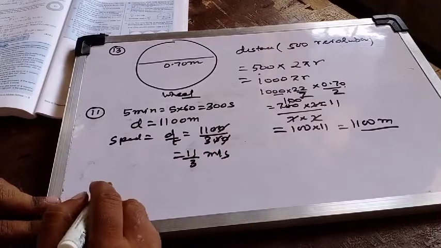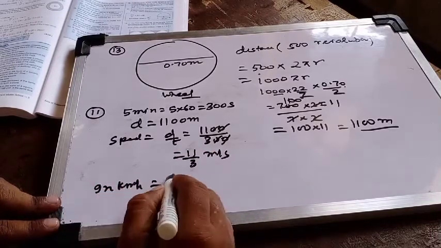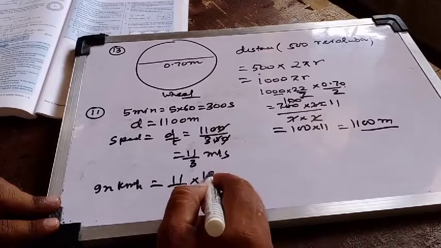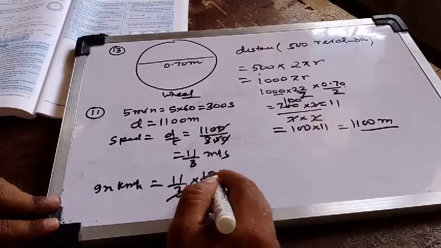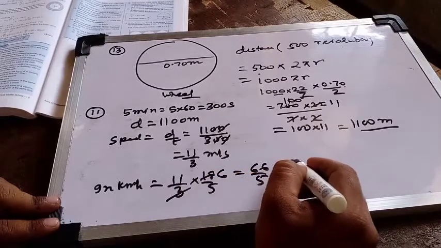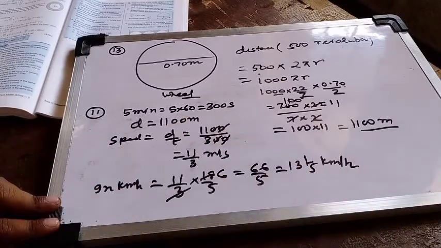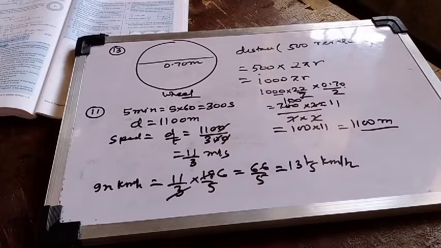Since you want speed in kilometer per hour, to find the speed in kilometer per hour, it will be 11 by 3 into 18 by 5. So 3 will cancel 6 times. So your answer will be 11 6s are 66 by 5. That is equal to 13 1 by 5 kilometer per hour. So we have converted speed from meter per second to kilometer per hour.